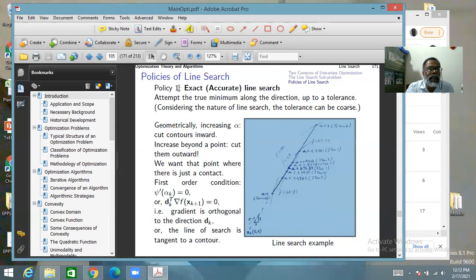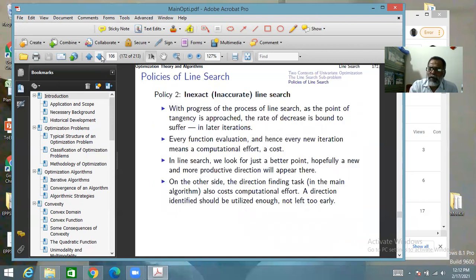Another policy can be in which we don't even say that we are really looking for the minimum. We simply say modestly that we are looking for a very good point along this, from where we will take another direction and start moving again. Okay. So this is called inexact line search or inaccurate line search, where to begin with, we have accepted that we are not looking for the best. We are looking for a very good one.